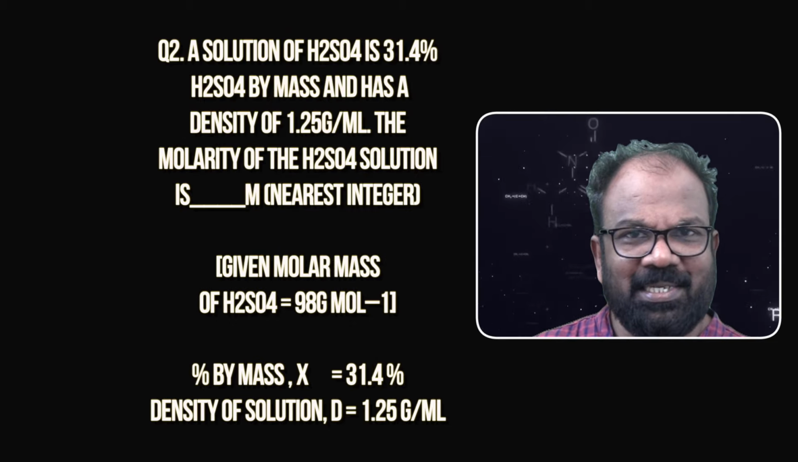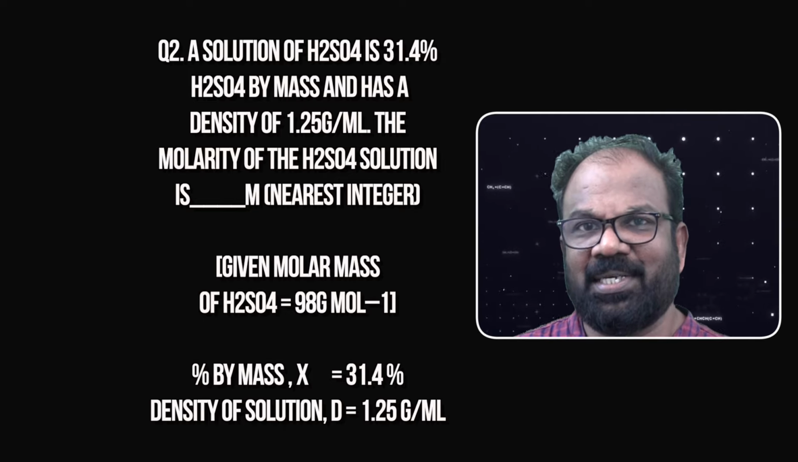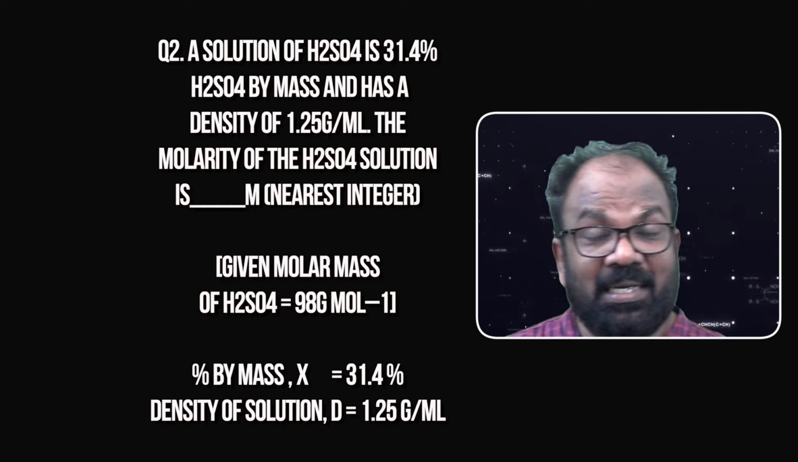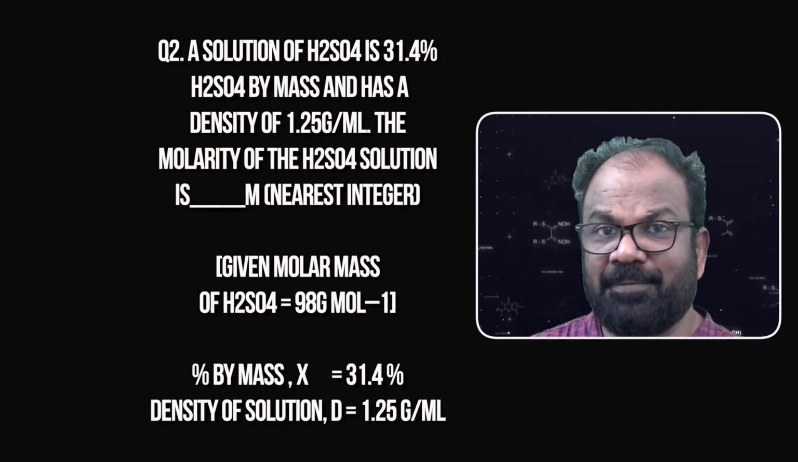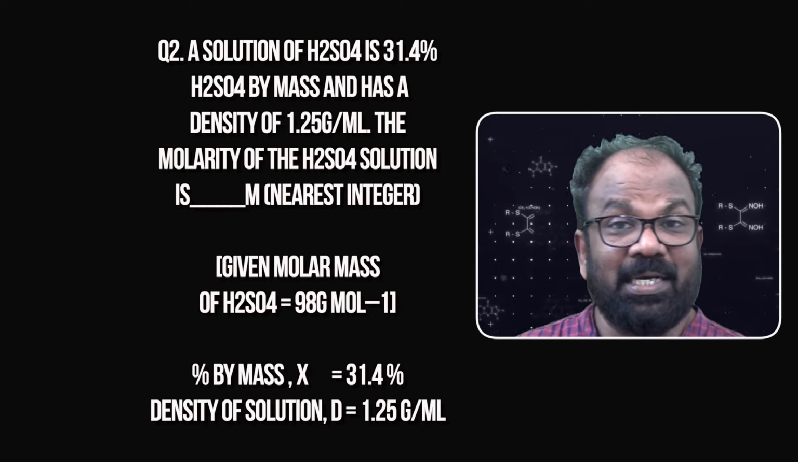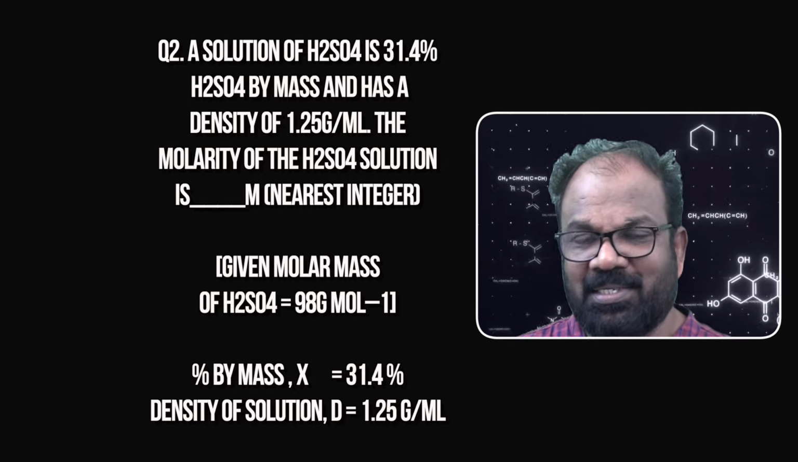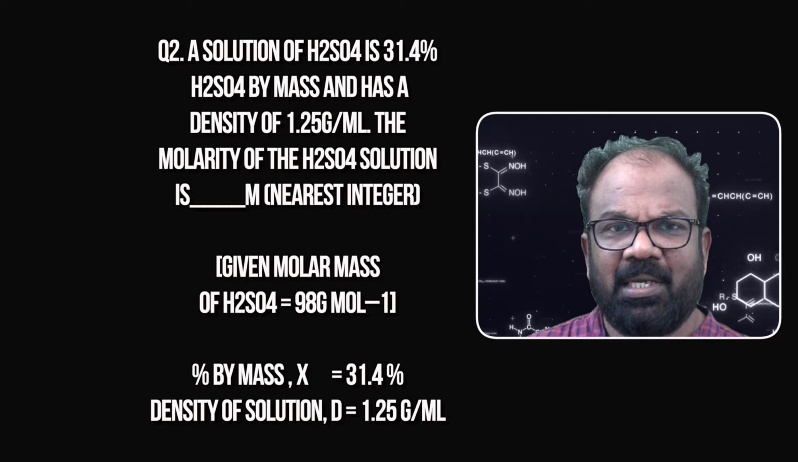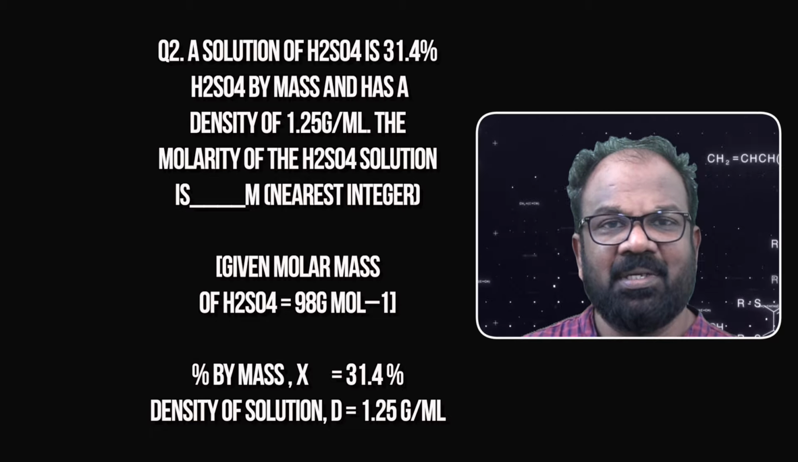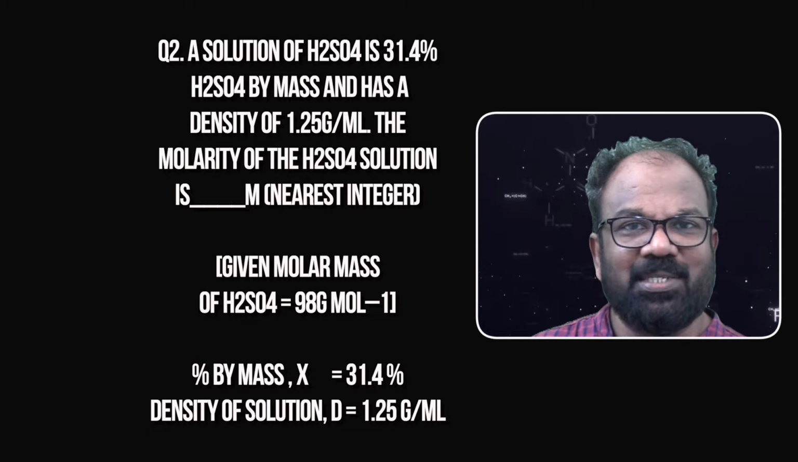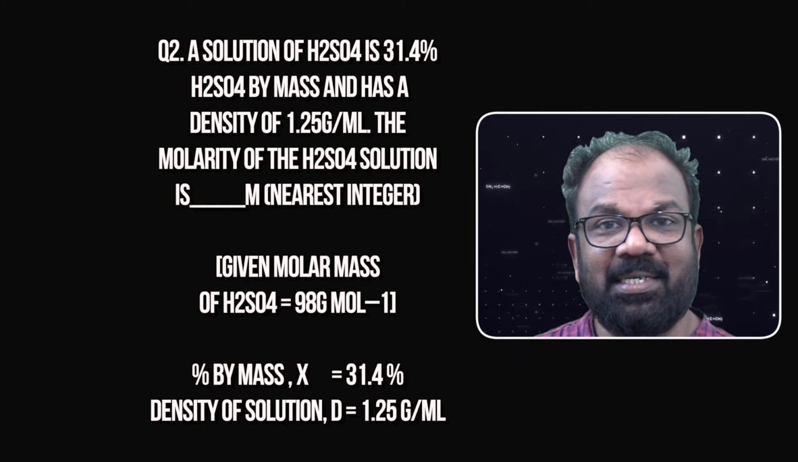Now the second question is, a solution of sulfuric acid is 31.4% H2SO4 by mass and has a density of 1.25 gram per ml. The molarity of H2SO4 solution is dash molar, in bracket nearest integer, and the molecular mass of sulfuric acid is also given, that is equal to 98 gram per mole. Listen, in this question, density of the solution and its percentage by mass are given. We need to find out its molarity.